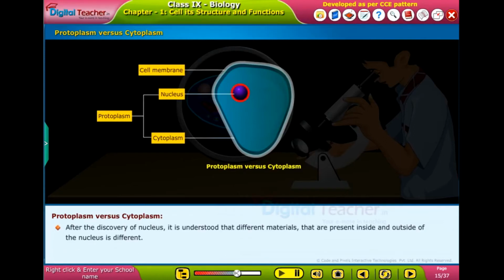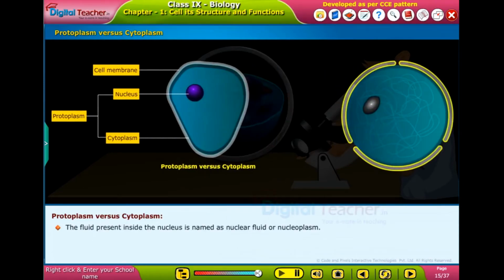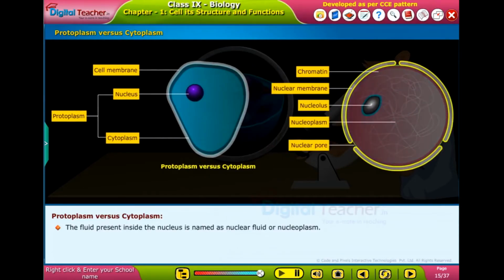After the discovery of the nucleus, it is understood that the materials present inside and outside of the nucleus are different. Hence, protoplasm is renamed as cytoplasm, which is a cell fluid. The fluid present inside the nucleus is named nuclear fluid or nucleoplasm.